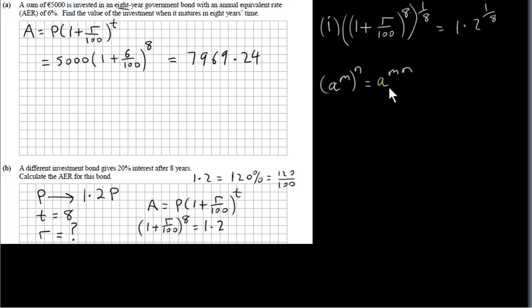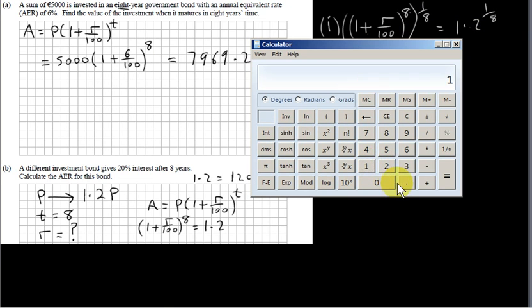This was covered in the video on powers. So we can just multiply these powers together. 8 times 1 over 8 is 1. So we get 1 plus R over 100 to the power of 1. But of course, anything raised to the power of 1, we can just drop that power. So that's why we choose 1/8, so that when we multiply these, we get 1. But then we must put 1.2 to the power of 1/8. We do the same to both sides. So we have 1.2 to the power of 1/8.